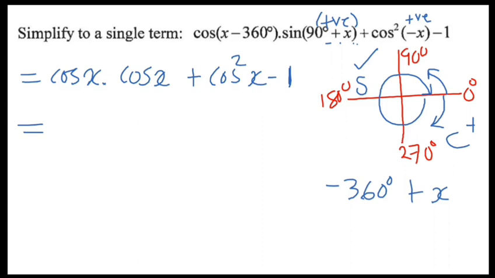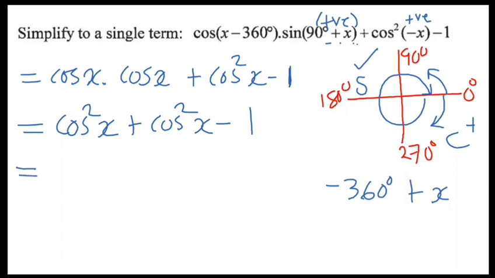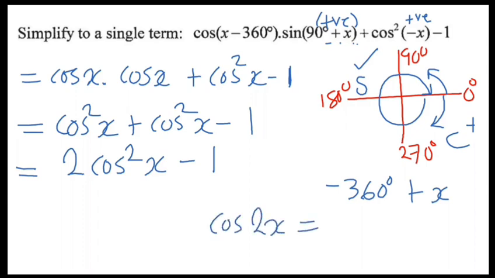Cos x times cos x becomes the cos squared x, right? Cos squared x plus cos squared x minus 1. This becomes 2 cos squared x minus 1. Okay? 2 cos squared x minus 1. Well, this is now to do with our compound angles, a double angle formula, rather, where we said cos of 2x is equal to 2 cos squared x minus 1. So this becomes the cos of 2x.